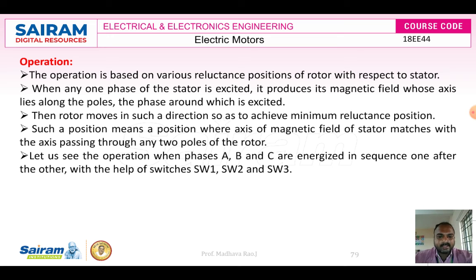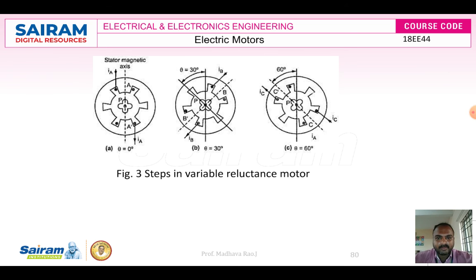We can see phases A, B, C in sequence, one after the other, with the help of switches SW1, SW2 and SW3. Here we can see the different positions, theta equal to 0 degrees, 30 degrees and 60 degrees, the phase differences between stator and rotor positions. Here IA is the current flowing in the armature winding, that is, the stator winding.